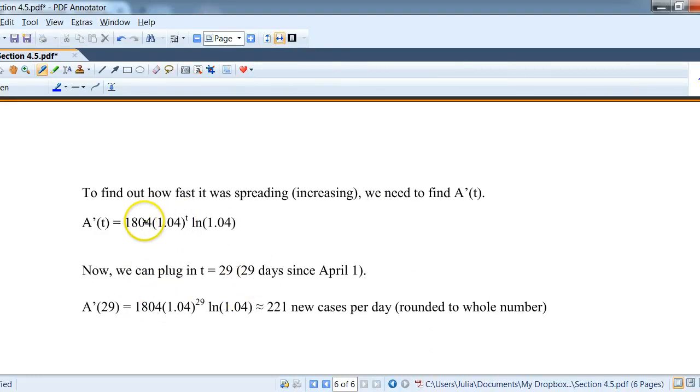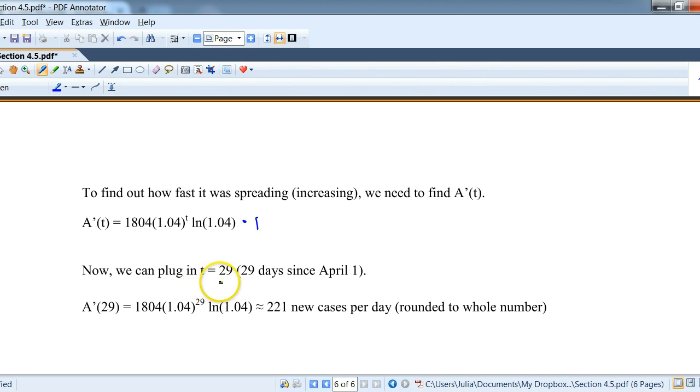So how fast was it spreading? We would need to take the derivative, which is again a constant, 1804. We keep it the same. Then remember, for the exponential, 1.04 to the power of t, it stays, times, if you recall, ln of the base, which is ln of 1.04, times, if you were using chain rule, the derivative of t, which is 1, but we don't need chain rule here. And that's it, really. I guess you can multiply through, but that's really the function.